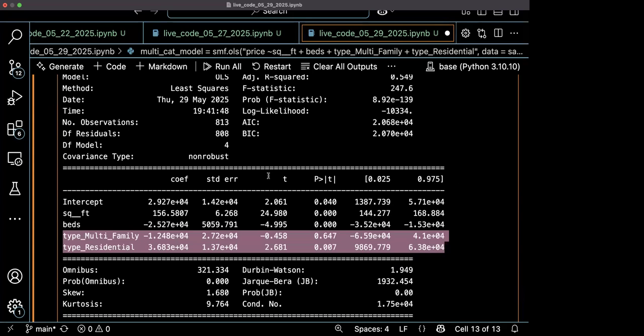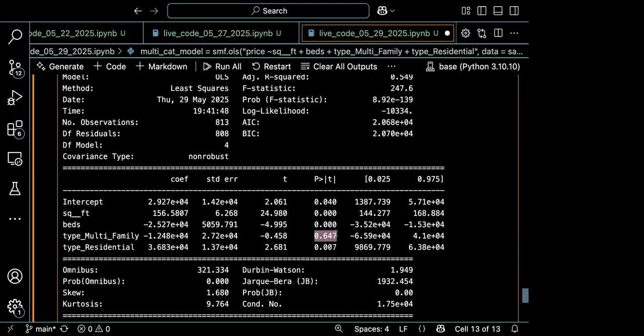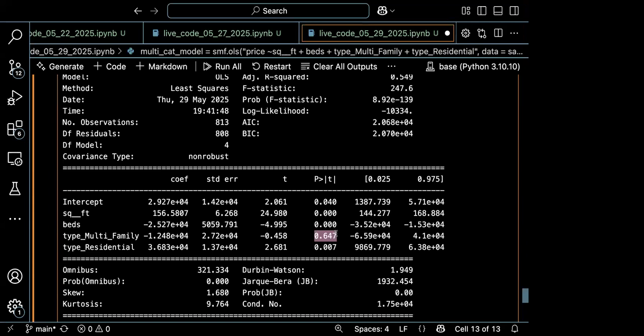Again, does anyone have any questions? Yeah, sorry, Julie. Regarding the type multiple family, for the 0.647, can you please explain that again? This is the p-value. Remember, if a p-value is less than 0.05, it would mean that we can reject the null hypothesis. But if it's greater than 0.05, that means that we don't have sufficient evidence to reject the null hypothesis, meaning that there's not a significant relationship. Okay, got it. Yep.